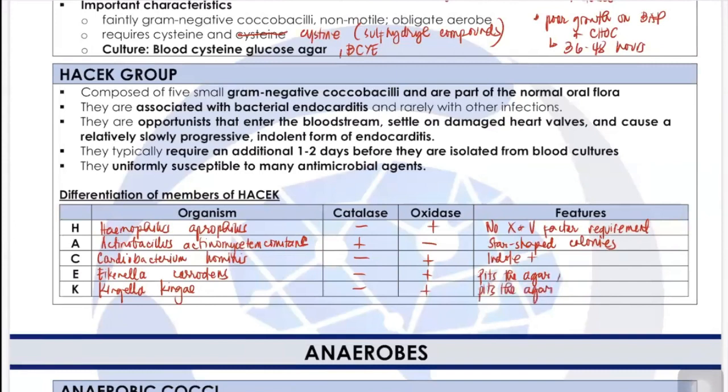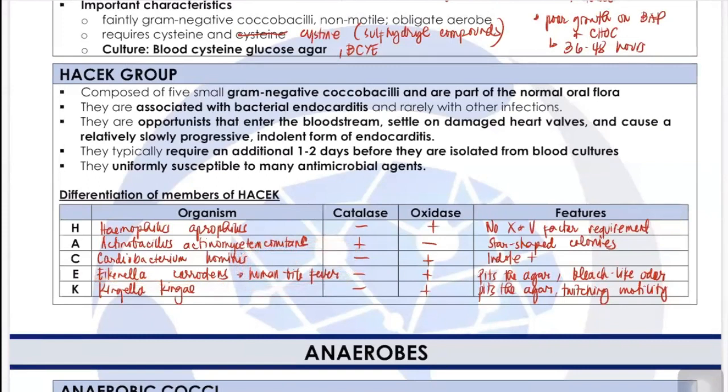However, tatandaan din natin yung pagkakaroon ng bleach-like odor ng Eikenella corrodens, and take note natin yung twitching motility. So take note, Eikenella corrodens is the causative agent of human bite fever. Causative agent siya ng human bite fever si Eikenella corrodens.